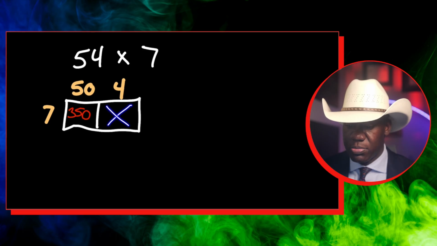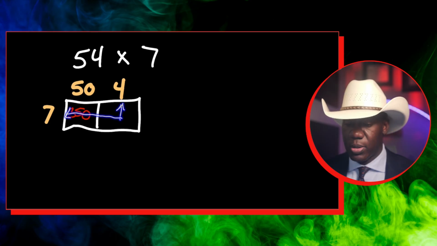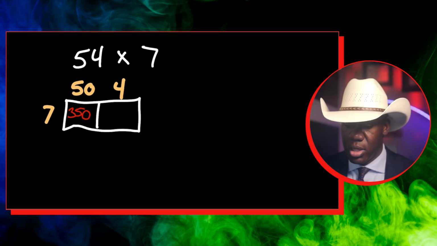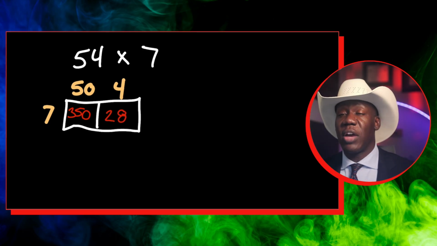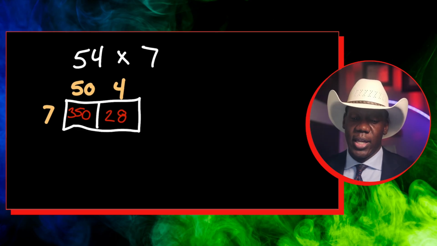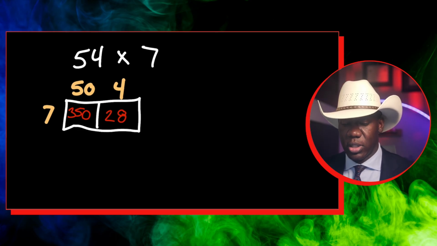Now we're working on this box. The numbers associated with this box are 4 and 7. So we're going to do 4 multiplied by 7. And our answer is going to be 28.